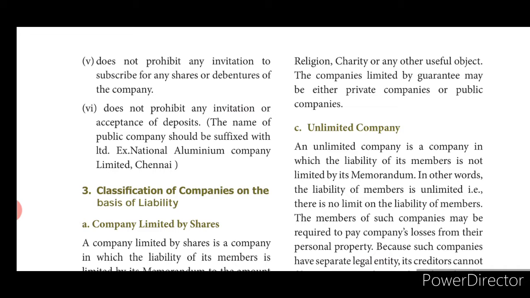Does not prohibit any invitation or acceptance of deposit. So invitation and acceptance of deposits is not being prohibited in this public company. We can do that. The name of the public limited company should be suffixed with Limited. Example, National Aluminium Company Limited. So very simple it is. If the name ends with PVT Limited or Private Limited, it means it is a private company. If the name of a company ends with only LTD or the term Limited, it means it is a public company.